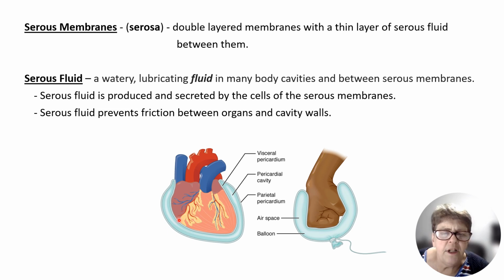So around these organs, you have a double-layered membrane. It's just like if you were to take a water balloon and put your fist into it, just like over here, and then you have two layers. You have one layer of balloon, one layer of fluid, and then another layer of balloon. Here it's one layer of serous membrane, serous fluid in the serous cavity, and then an outer layer of membrane.